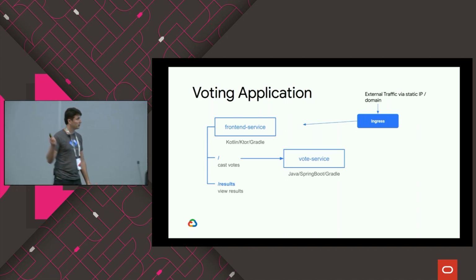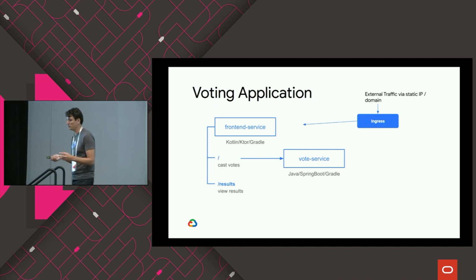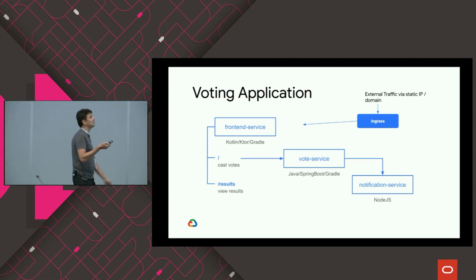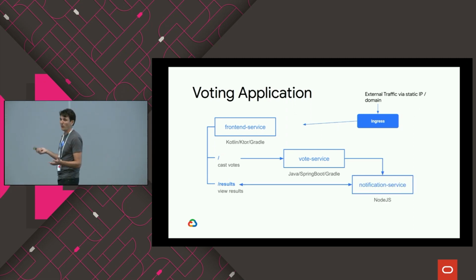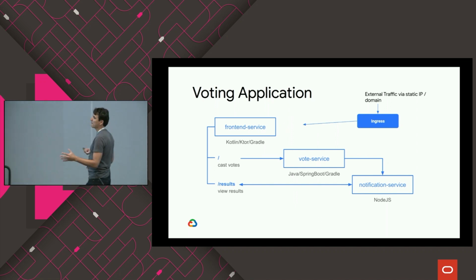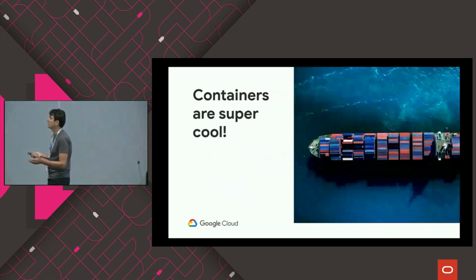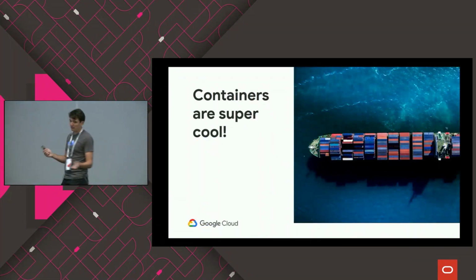When you cast votes, it goes to another microservice, the vote service. The vote service is the heart and brain of this microservice application, and it will keep count of our votes. And then the notification service, a Node.js JavaScript app, will use wonderful WebSockets to live update the results page. So once you voted, you can see how the picture evolves and what's going on with an election. Perfect, great idea. So they decided to build these three microservices.